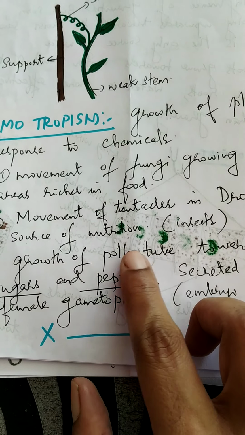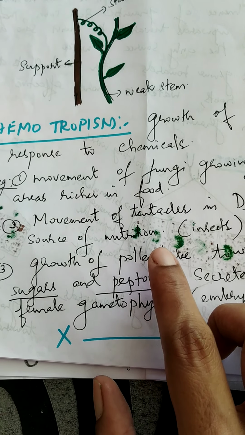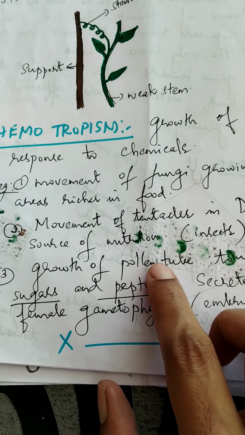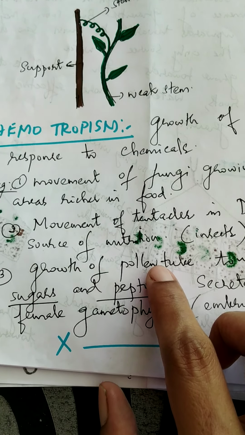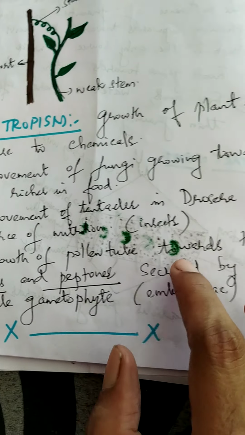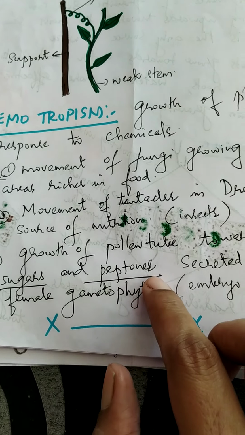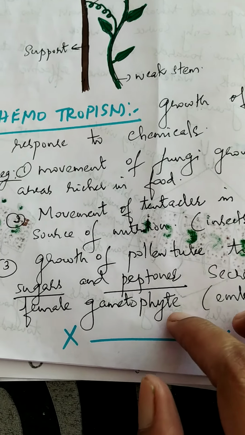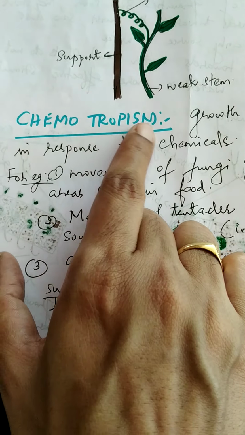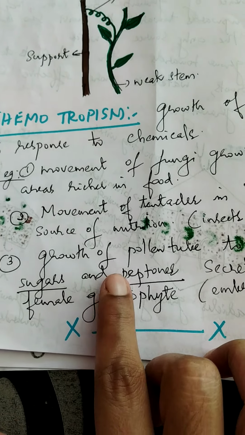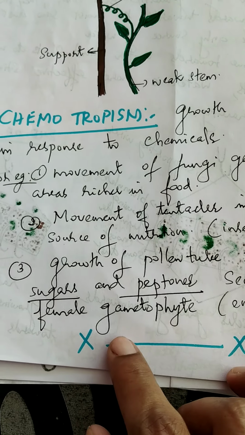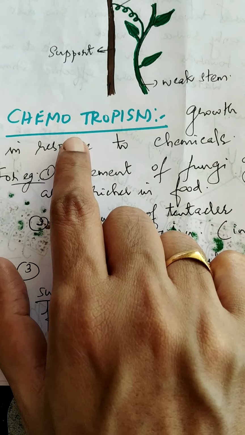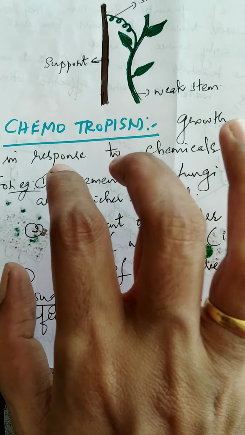We know the pollen tube carries the pollen grain from the stigma through the style and finally it reaches the ovary. So the growth of the pollen tube towards the sugars and peptones which are secreted by the embryo sac is an example of chemotropism. And in this case, sugars and peptones secreted by the embryo sac act as the source of chemicals.